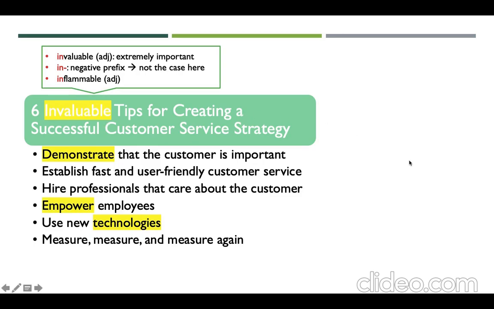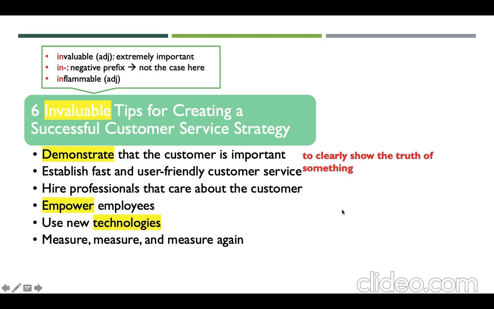So what is the first tip? Demonstrate that the customer is important. So demonstrate means to clearly show the truth of something. So it means we need to clearly show that the customer is important. And the second tip is establish fast and user-friendly customer service. So when you provide service, it needs to be fast and it needs to make the customer feel comfortable. Number 3, hire professionals that care about the customers. So all the employees need to care about their customers, and they need to have professional knowledge and skills.